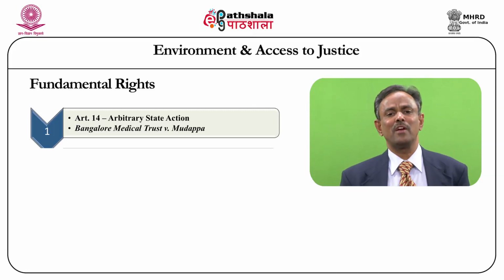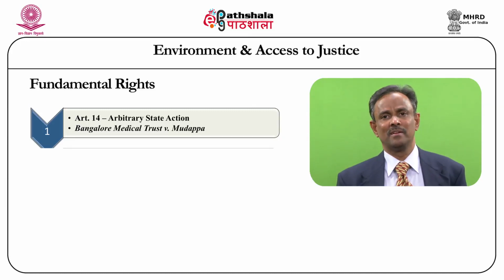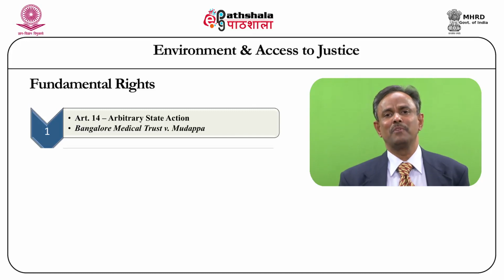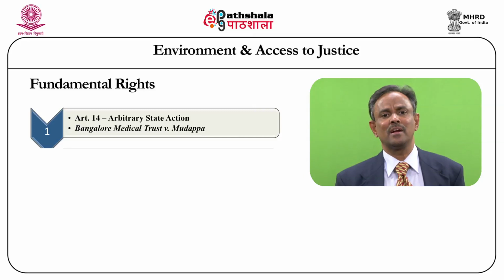In one case, Bangalore Medical Trust versus Mudappa, the Bangalore Development Authority, BDA, allotted a land for the purpose of constructing a public park. After a few years, BDA wanted to convert the land and transfer it for the construction of a hospital. When Mudappa filed a case before the court, the court held that compared to a hospital, a public park is more important in cities, because people living in apartments cannot get fresh air. The court held that a public park is more important than the construction of a hospital. So this shows that if state action is arbitrary, we can avail a remedy under Article 14.